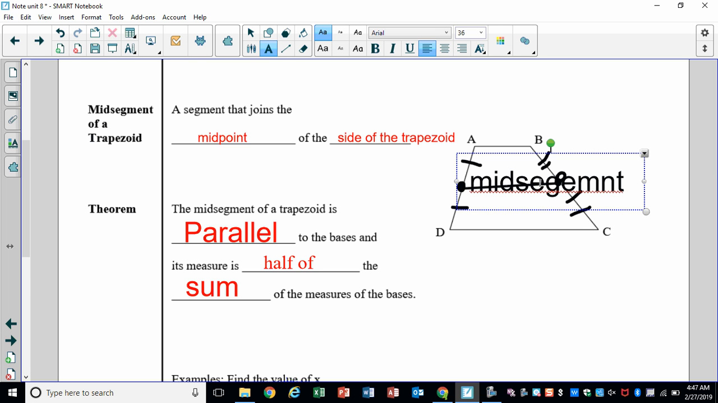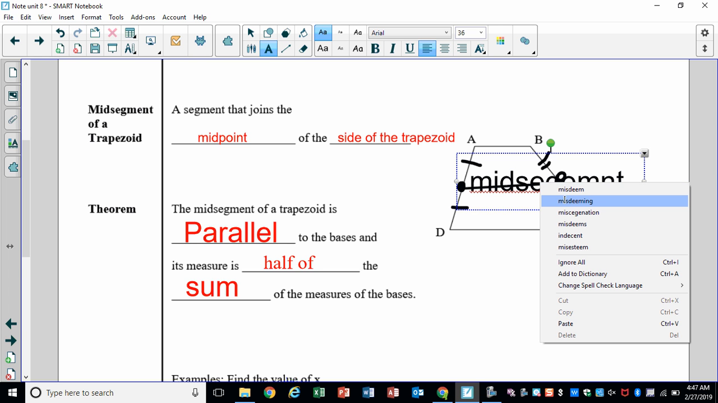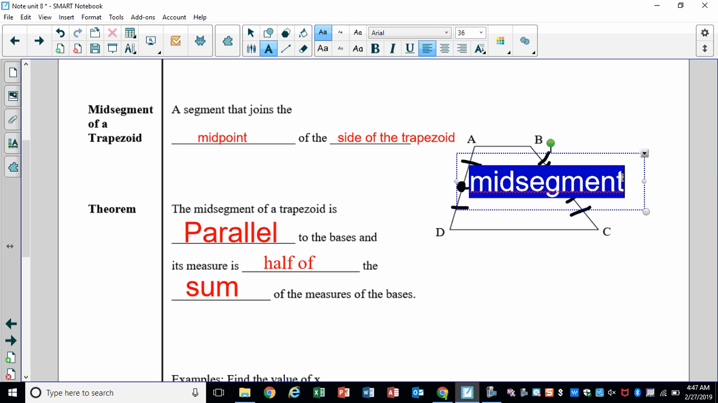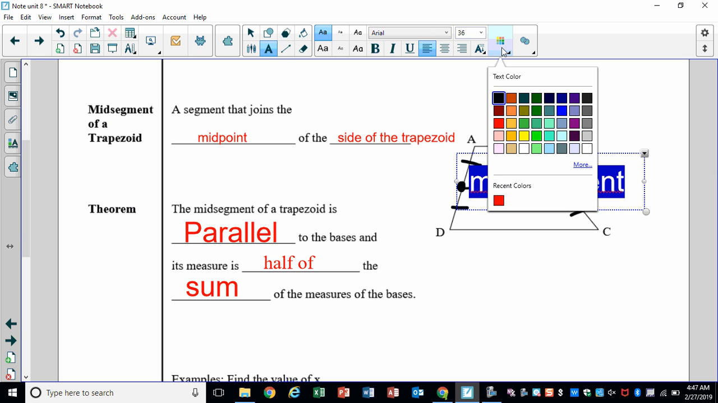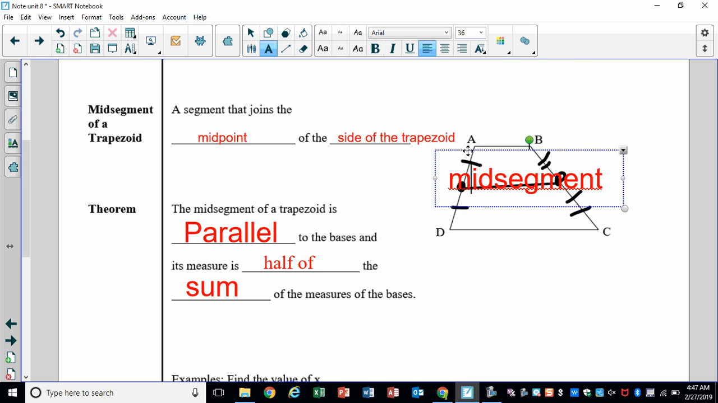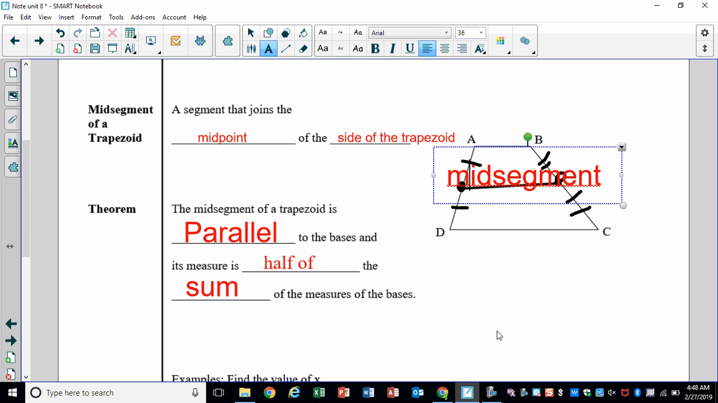I can't see the mid-segment. I guess it is. Okay? Here. Segment of the trapezoid. So this is the line that is represented to be the mid-segment. Okay, that's what the mid-segment is. All right, so now this is the mid-segment of this trapezoid ABCD.